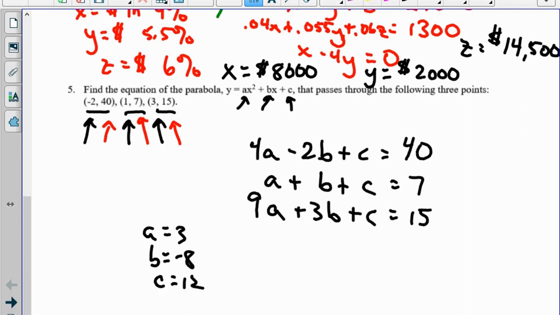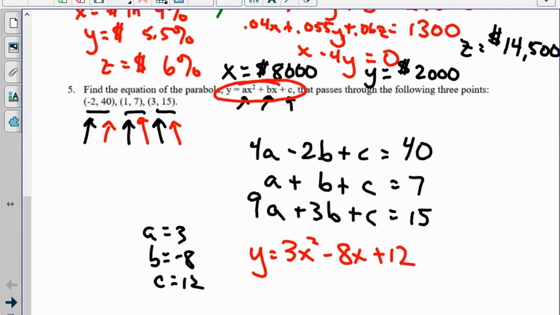c equals 12. Notice that the problem asked us for the equation of the parabola, so our answer actually has to be in terms of an equation of a parabola. So the equation of the parabola is y equals 3x squared minus 8x plus 12.